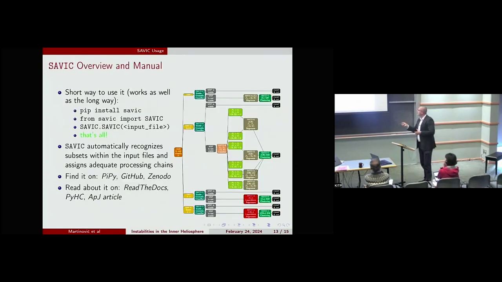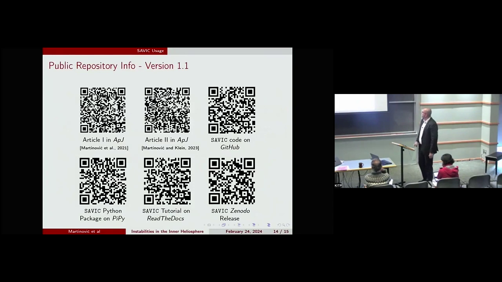There is a Python package that can be used by people who want to try SAVIC on their own. It's actually very simple to use. And I'm going to leave you with a bunch of QR codes that are going to lead you to a bunch of references, online software, and Python packages.